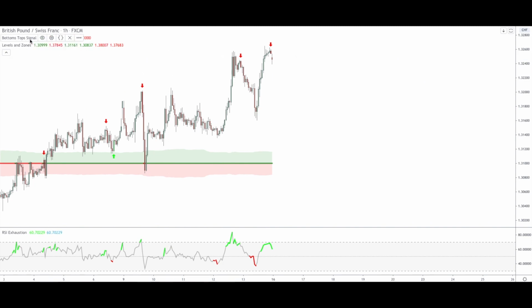So the indicators that I'm using are the bottom top signal, the levels and zones, and the RSI Exhaustion.